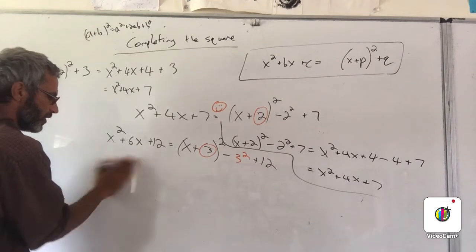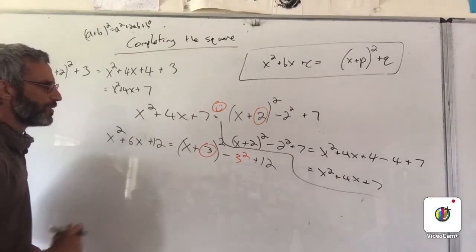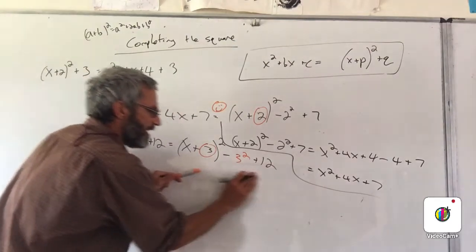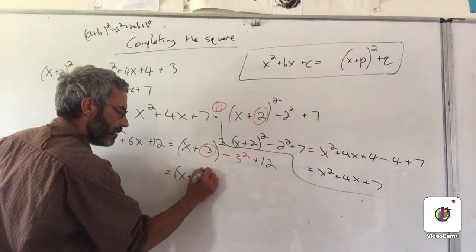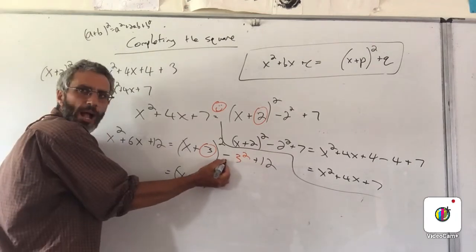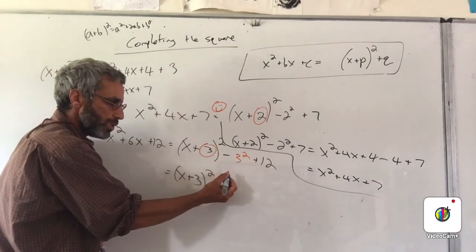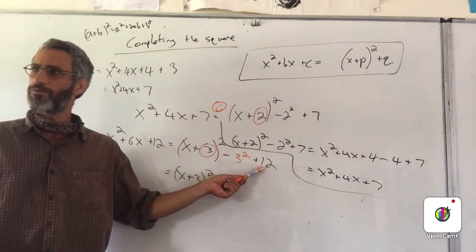Hang on. What I should write down, and I didn't do it there. You're never going to leave it like that. We need to tidy it up. Okay? What is minus 3 squared plus 12? It's minus 9 plus 12. How much is that? 3. Plus 3. Yeah? Because minus 9 plus 12 is 3, right?